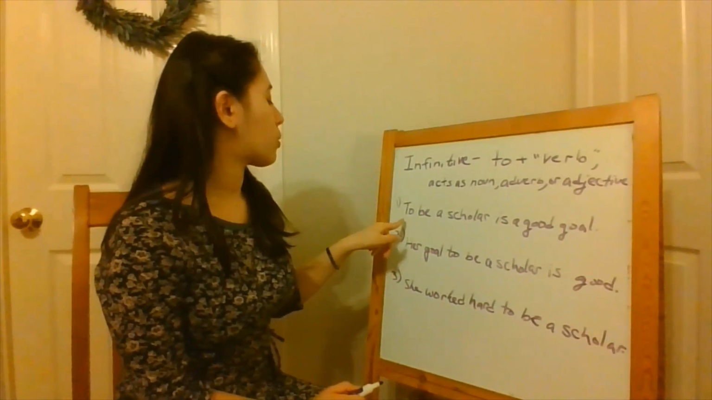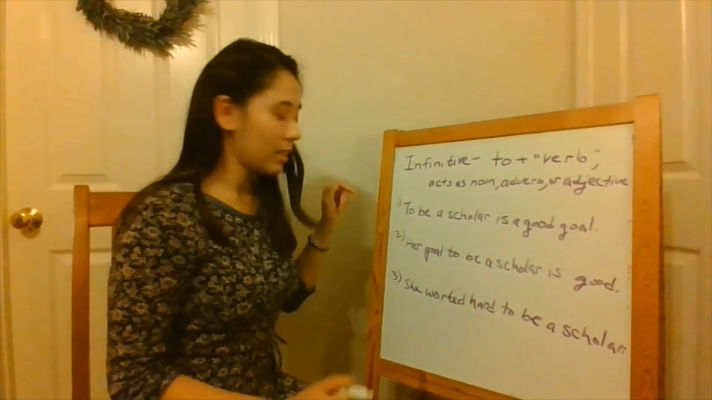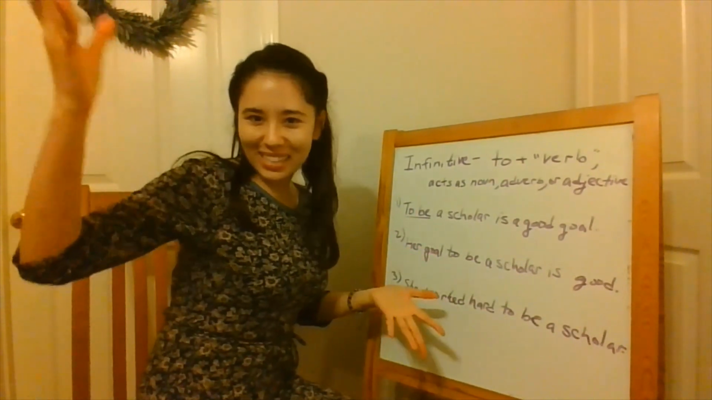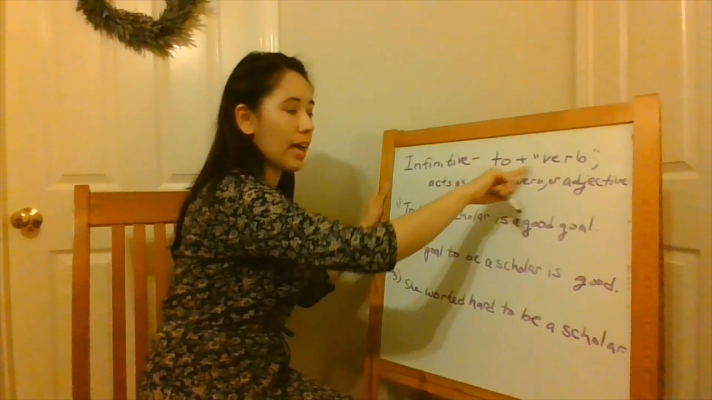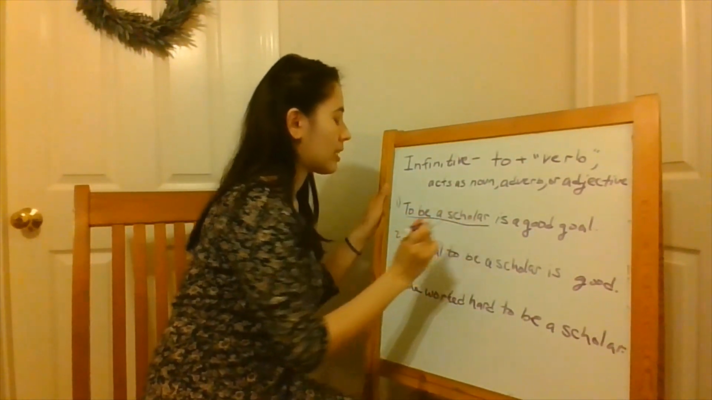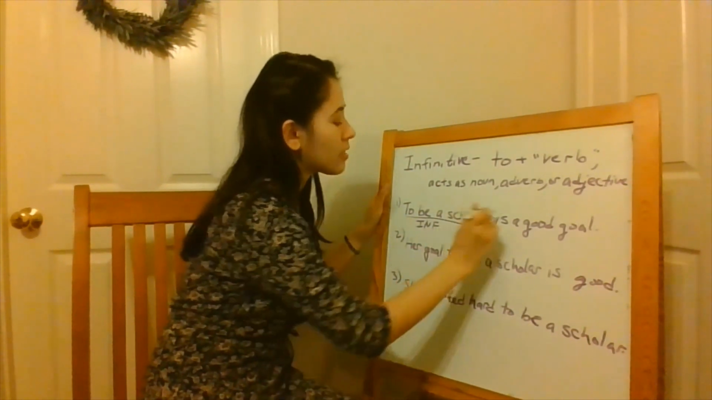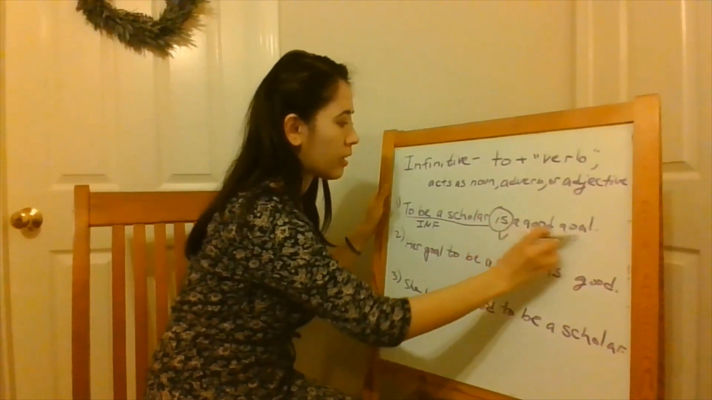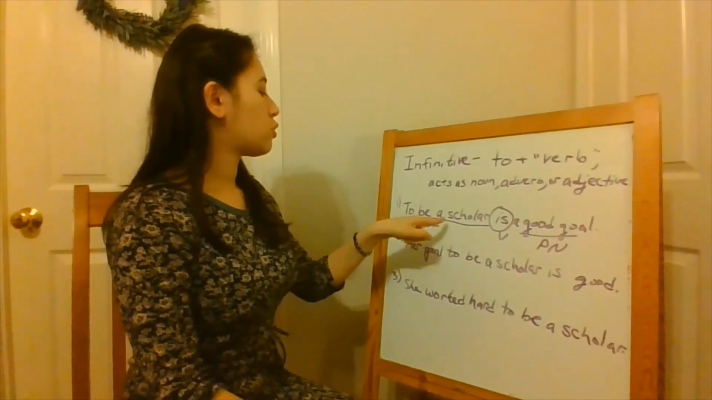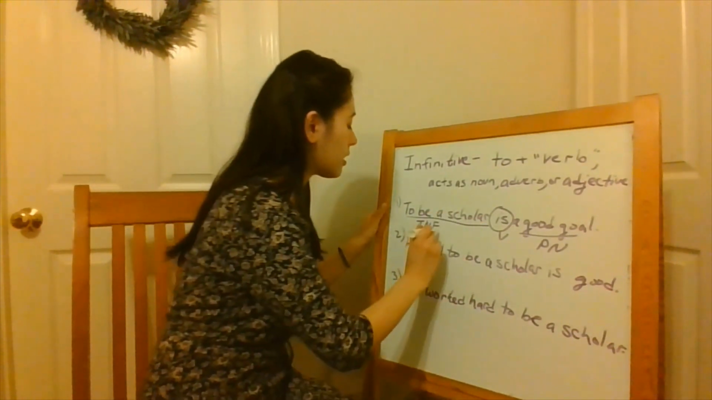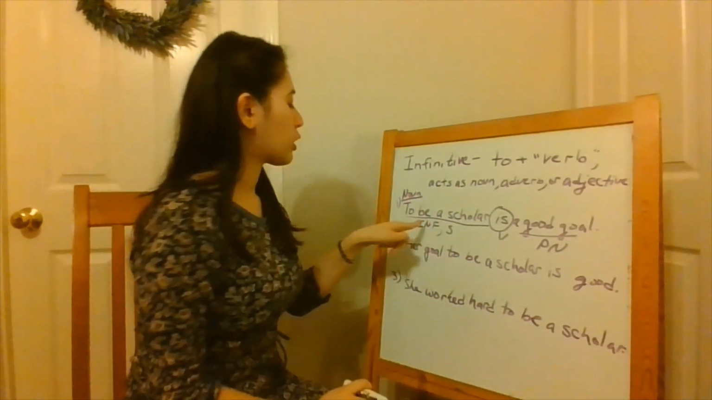So to be a scholar is a good goal. So, look, to be or not to be, that is the question. So to be a scholar, so to be, we have to, and then a verb, be. So to be a scholar is our infinitive phrase. Is is our verb, and then a good goal, which is our predicate nominative. So here, to be a scholar is acting as our subject. So here we see our infinitive acting as a noun.